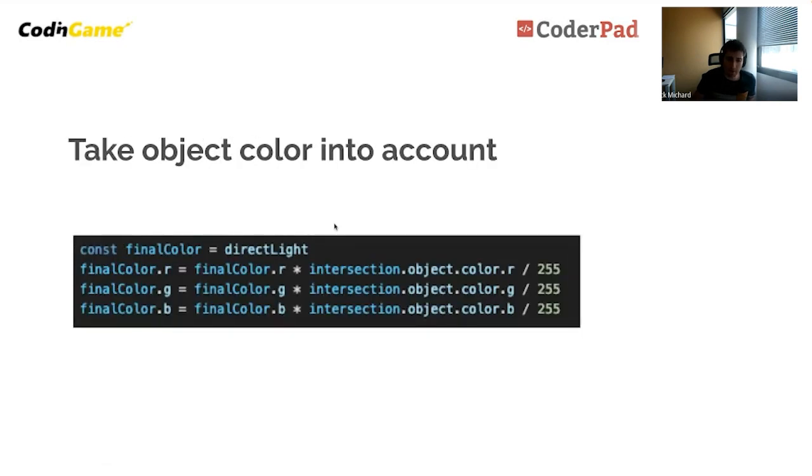Last step, I have to take into account the object color itself. So if I am, for example, a red light that is lighting a blue object, I don't want this blue object to be lighted because the light is only red. So I'm basically multiplying the final color, the direct light, by the color of the object itself, divided by 255 just to have it between 0 and 1. So this will make sure that the object color itself is taken into account.